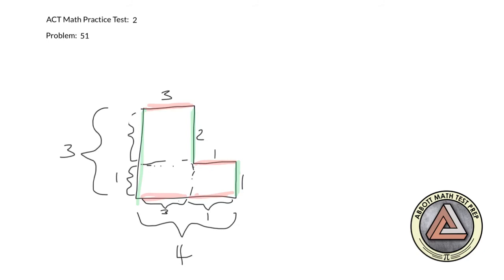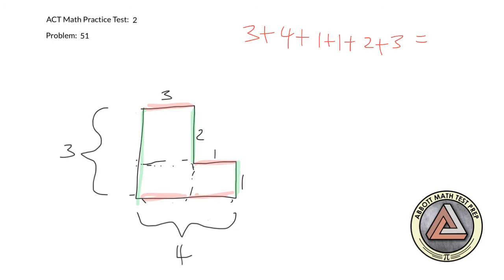Now, what I'm going to do is just get rid of some of these numbers because we don't really need these little numbers here because we already have the whole side length. When you're interested in the perimeter, all you want is the whole side length. So the perimeter is going to be 3 plus 4 plus 1 plus 1 plus 2 plus 3. And if you were to add all that up, that would end up being 14, which is answer choice B.